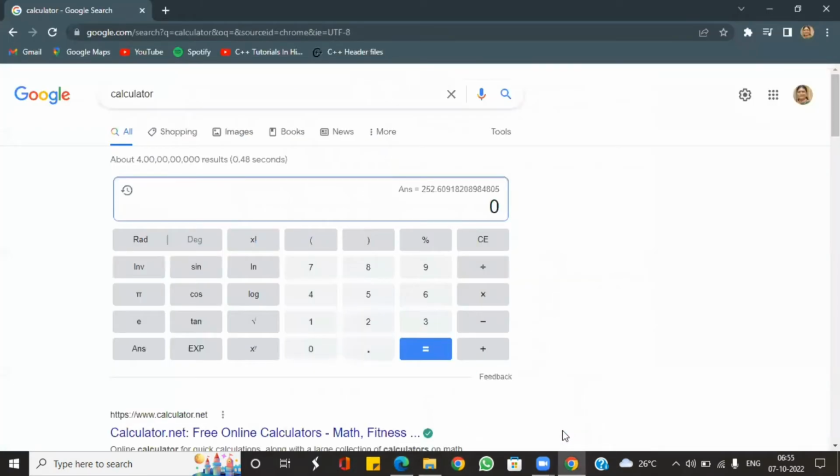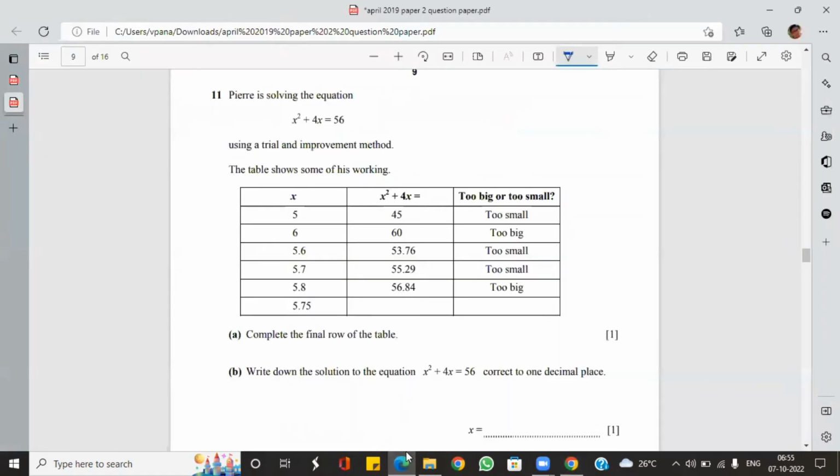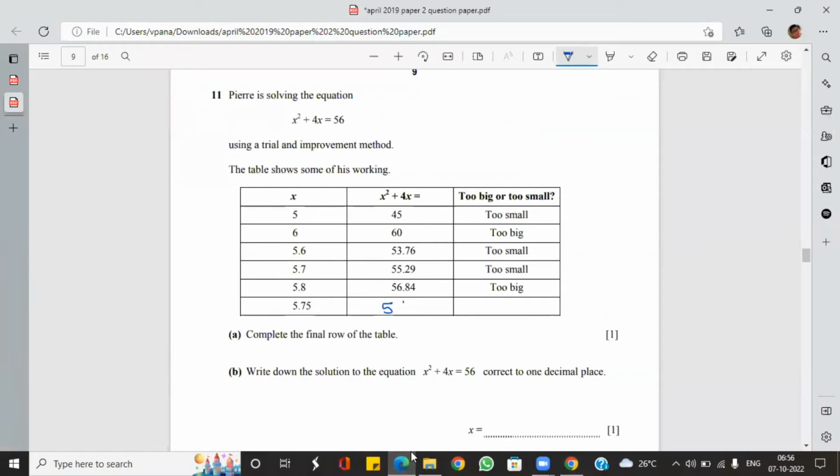So we have 5.75, and then the square of this, plus 4x. So it is plus 4 times 5.75, which we get as 56.0625. We put here 56.0625. So it is again too big.